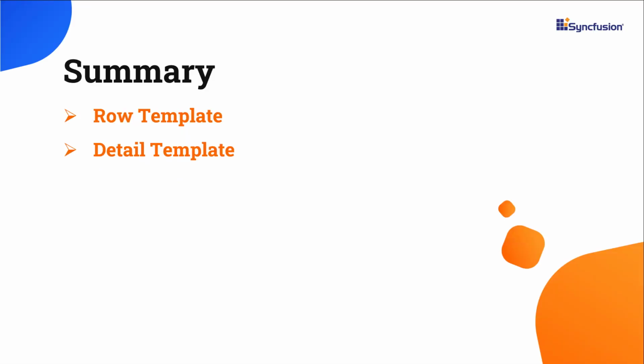Let me quickly summarize. I showed you how to customize the appearance and behavior of rows of ASP.NET Core DataGrid using templates. You can download a working example from the GitHub link shared in the description below.